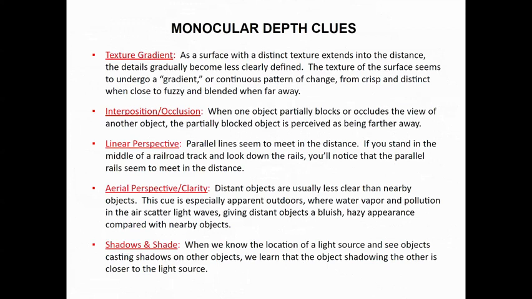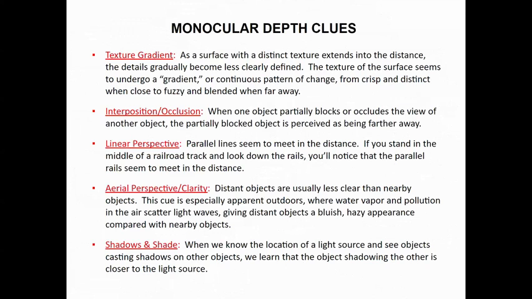Okay. So, monocular depth clues. We've got things like texture gradient, right? A surface with a distinct texture extends into the distance. Okay, so details gradually become less clear as they get further away. So when you're looking at, for instance, a grassy hill, things that are close up are a little bit more detailed, like the grass and the dirt and the rocks. As they get further away, a little bit less so.